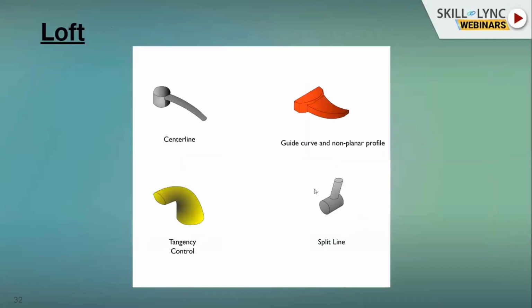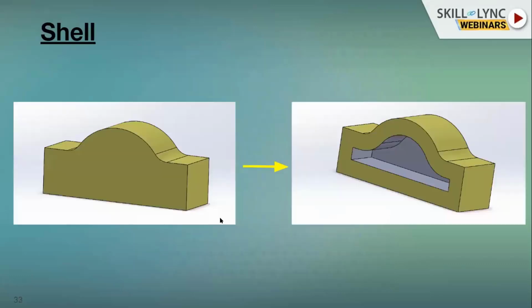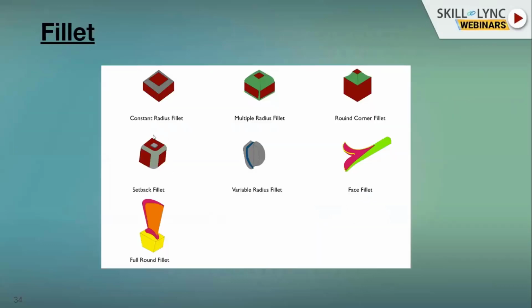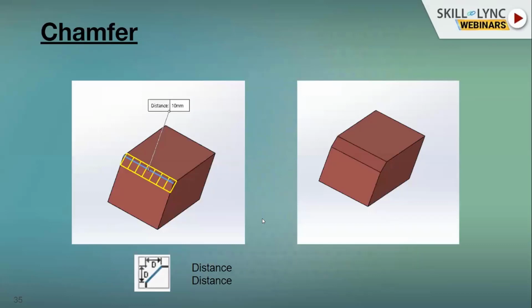And loft is a little tough feature with which we can make these kinds of shapes. And this is shell, which is nothing but making a solid model and giving the thickness. And this is fillet. With this, we can make corner radius as per requirement. There are plenty of options available in it. And we can go for the chamfer.